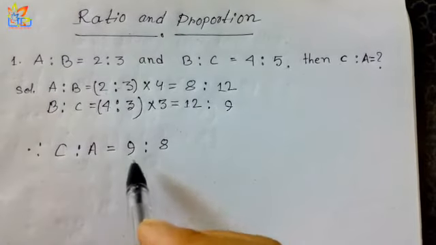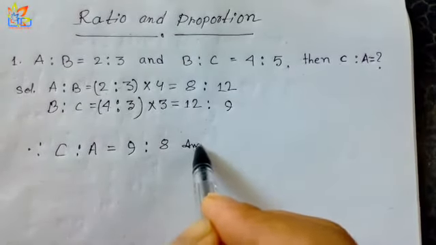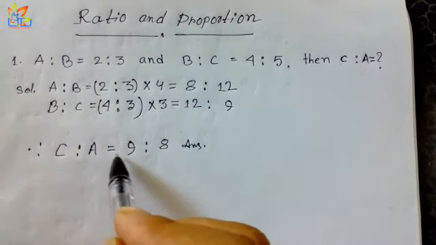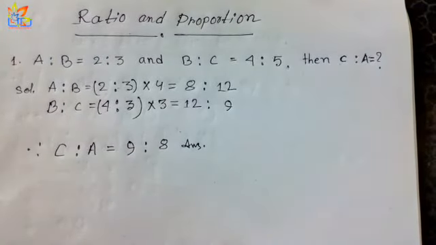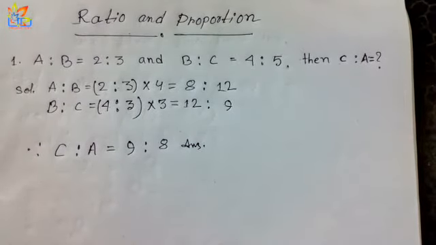So C is to A equal to 15 is to 8. That is the answer.